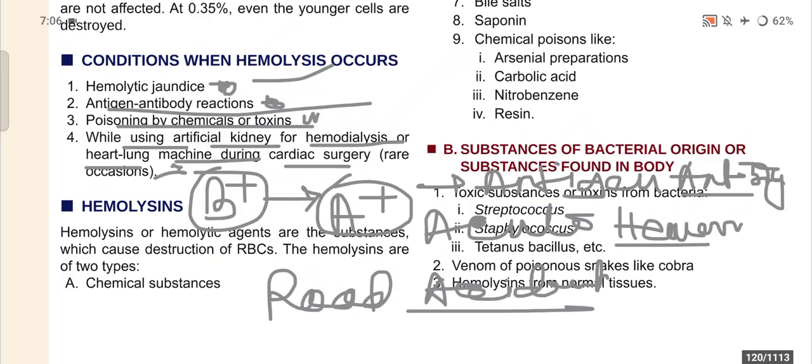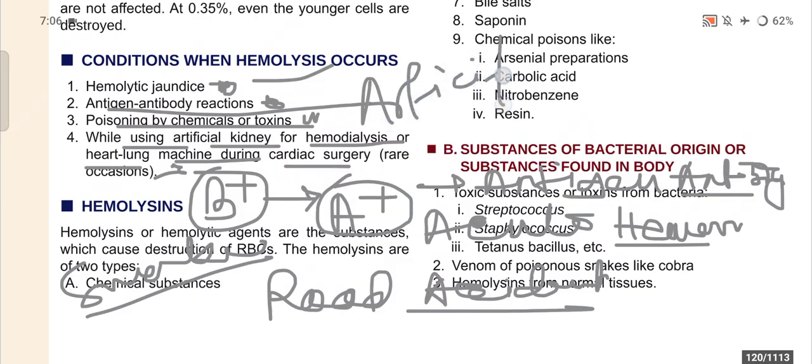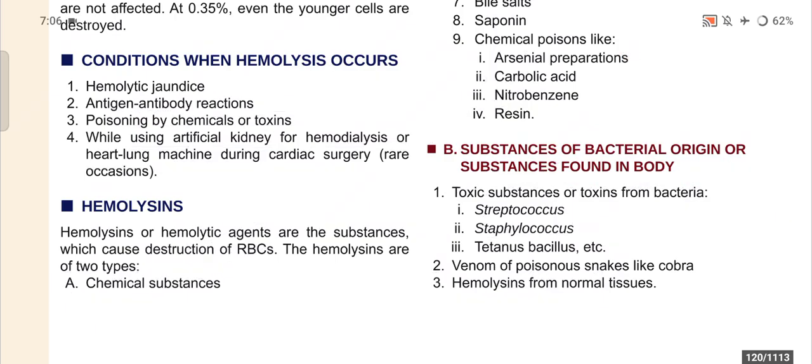This type of problem may occur by poisoning or chemicals or toxins. If you eat some chemicals or a snake bites you, then some poisoning may happen and blood may coagulate. This type of problem may occur. And artificial kidney. If your body does not accept the kidney which you have taken from some other person, then the reaction also happens. So these are the conditions when hemolysis occurs.